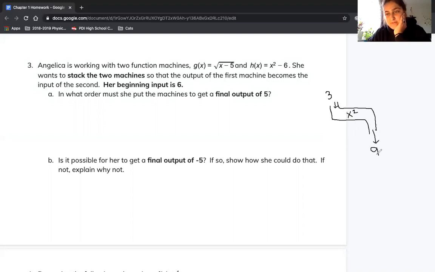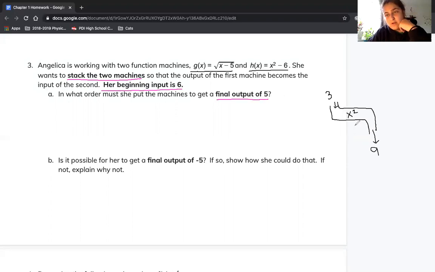And so the idea behind a function machine is more of a visual representation of functions. It's less scary, I think, than a normal function. Like if I showed you this, it's kind of like, okay, what does she want me to do? But if we think about them as function machines, I think it makes it a little bit easier. And so what this is saying is that it wants you to stack the two function machines so that if you plug in a 6, you get a final output of 5.